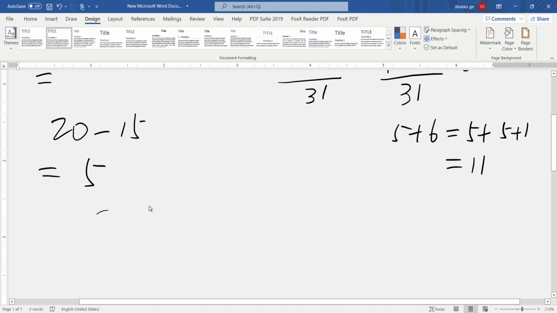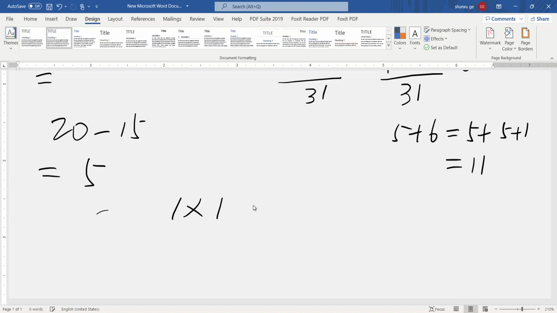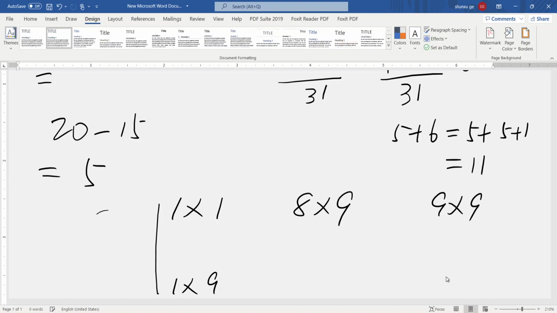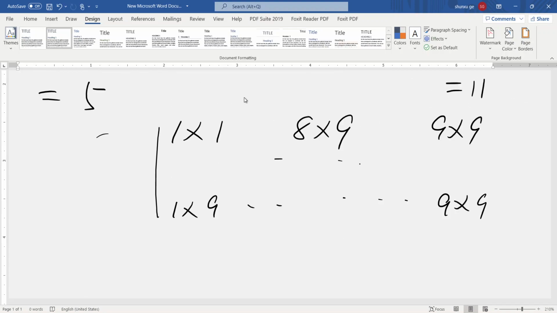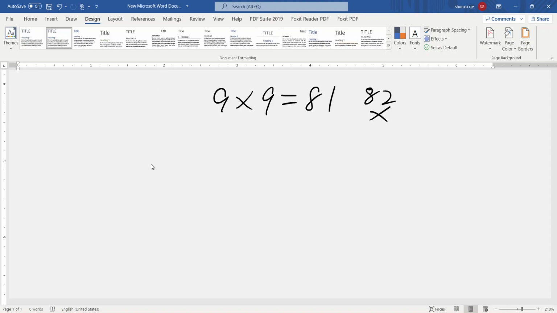Now we talk about multiplication, like 8 times 9. Some teachers say it is not necessary to remember the timetable up to 9 times 9. No, you must memorize all this timetable, 1 times 1 until 9 times 9, and react fast. It is a little bit hard. So you should know why 9 times 9 is 81, not 82. Why? You should check that.